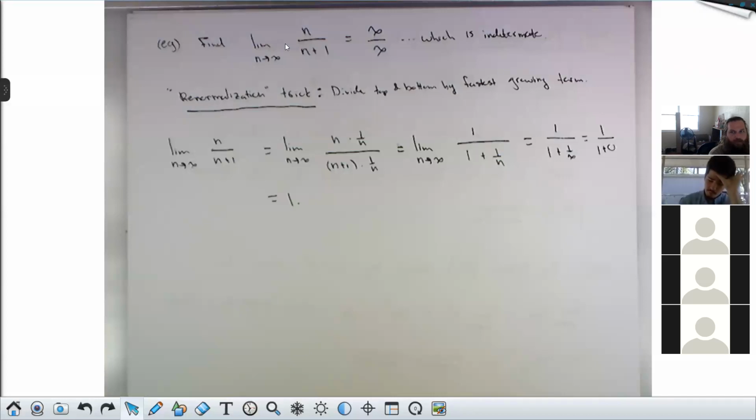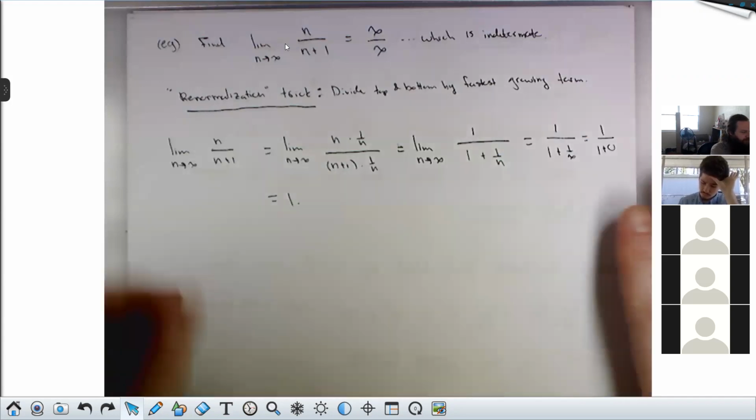Making sense? What would be a different function where the fastest growing term is not just a variable or just n? Yeah, so let's look at some other stuff.